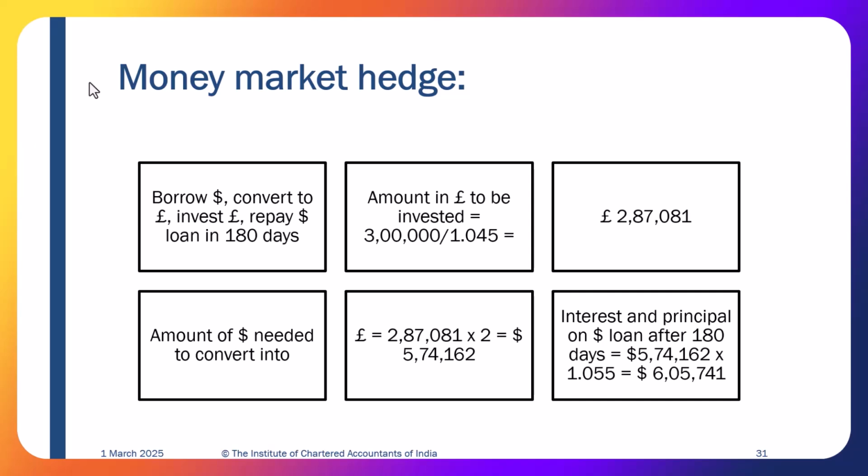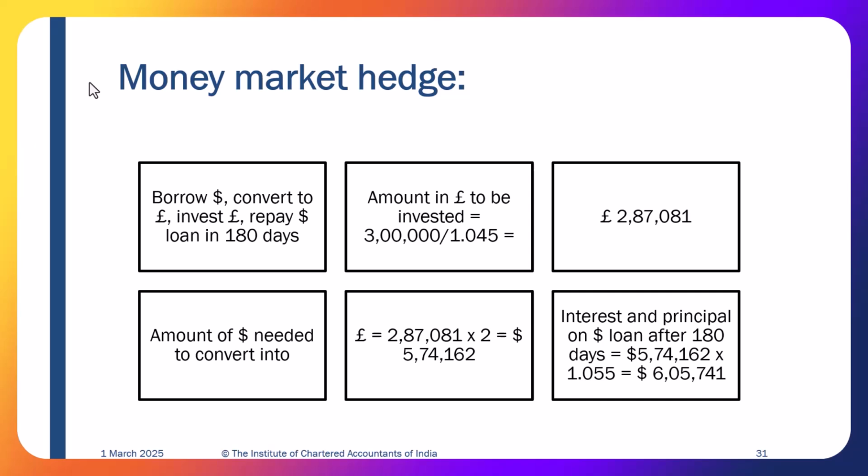So you borrowed the money in America in dollar terms. In dollar terms it was 5,74,000. You applied the spot rate, and this was the money available, which you borrowed in America. That's the first time you have to borrow in America. So interest and principal on the dollar loan after 180 days will be 5,74,000 into 1.055. This is the borrowing rate in America, 5.5. If you go back and check, you have to pay 6,05,000 in terms of dollars.